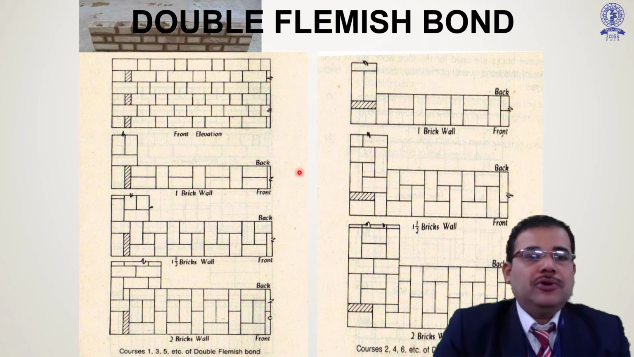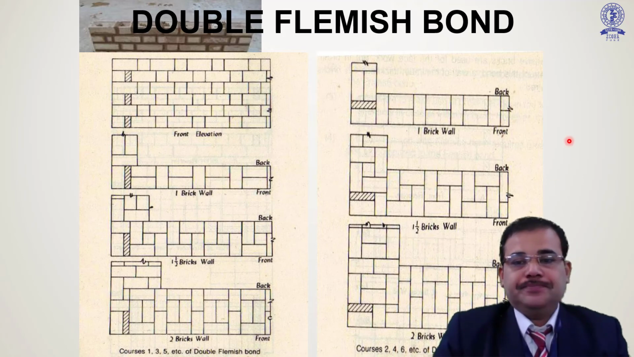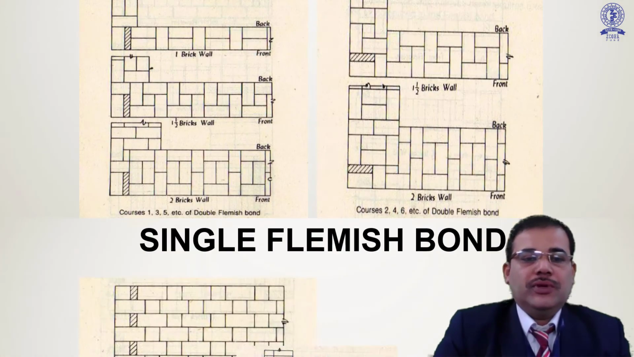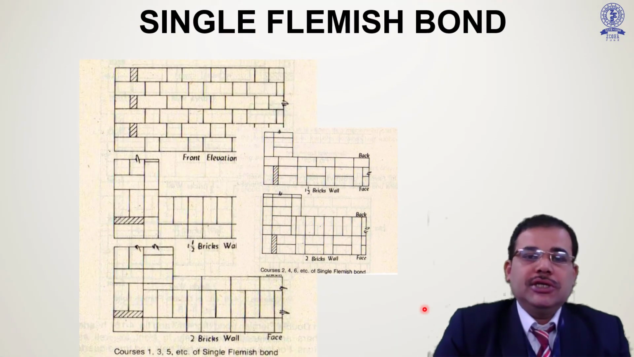Now in case of Flemish bond, what is the peculiarity of this one? When you are arranging header and stretcher alternately in a single layer, in the same layer you may observe the header and stretcher. In case of a one brick thick wall, this is a typical arrangement you can observe over here. This is a case of a 1 brick thick wall, this is a case of a 1.5 brick thick wall, and this is a case of a 2 brick thick wall, meaning 190, 190. This is a single Flemish bond.